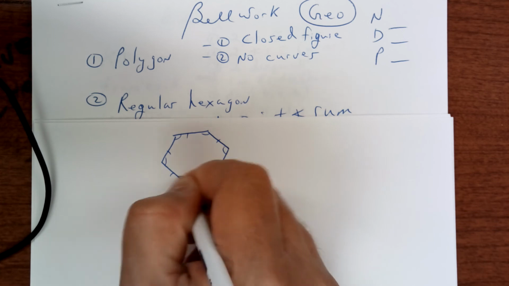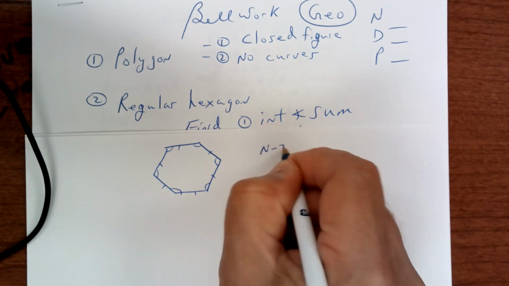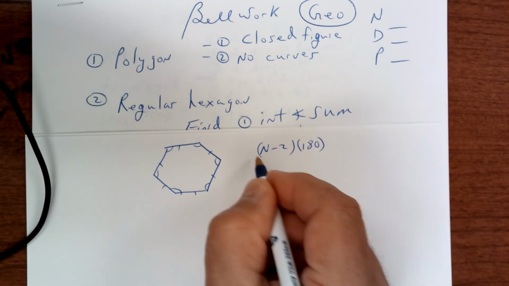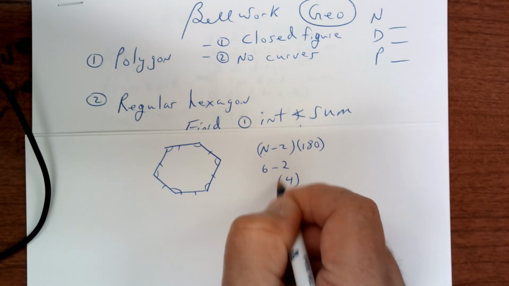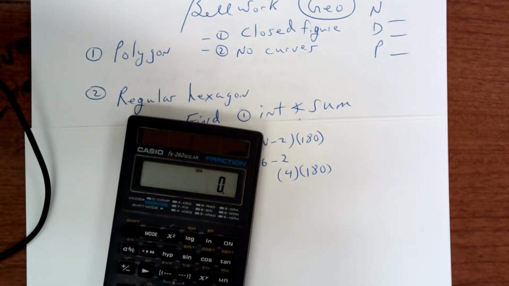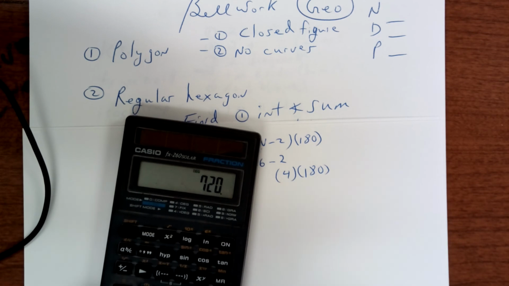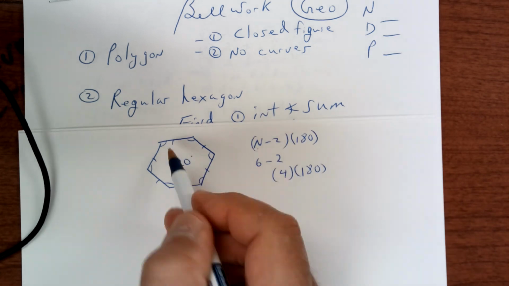So here I want the interior angle sum, the total. So that's n minus 2 times 180. And in this case, there's 6 sides, so put 6 minus 2. So that's going to be 4 triangles. Let's see what that is. So 4 times 180 is going to be 720. So all of these interior angles add up to 720 degrees.